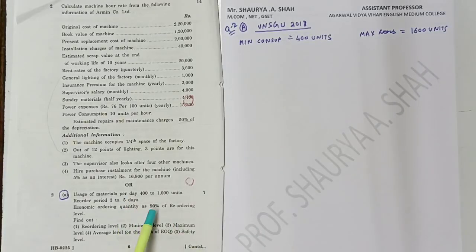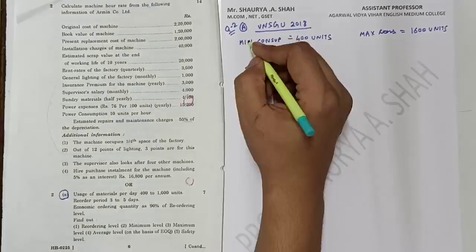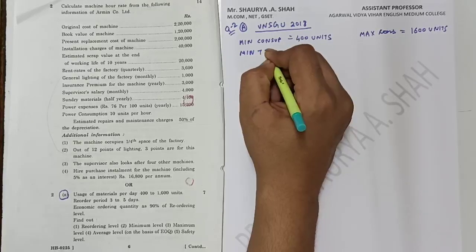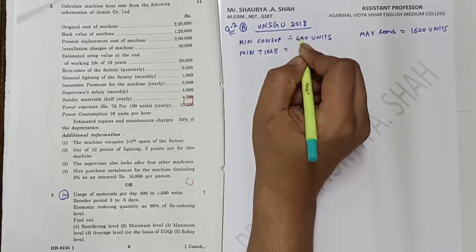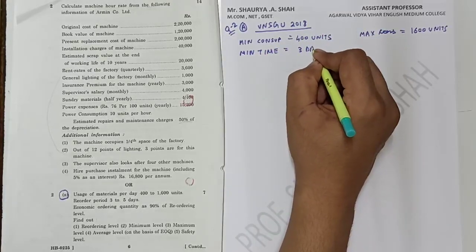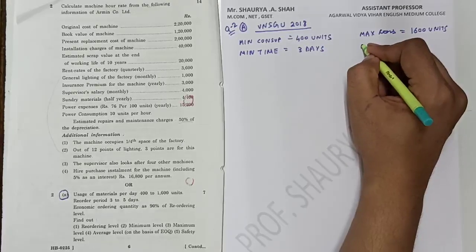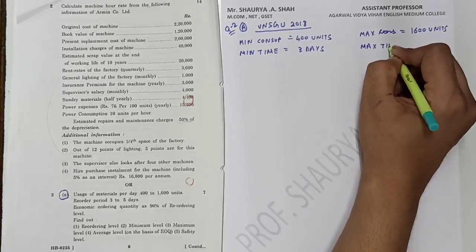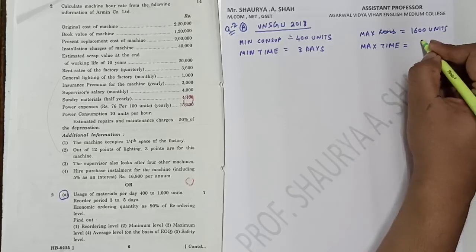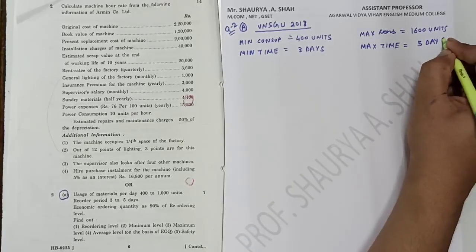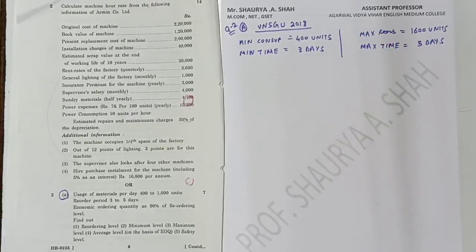Okay, so they have given 400 to 1600, I can divide it. Then again, reorder period 3 to 5 days. So I can say minimum time for ordering is 3 days. Again, maximum time for ordering is 5 days, right? So I can make out the following information from the question.